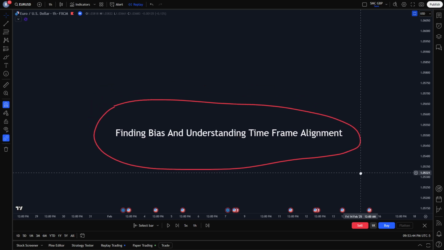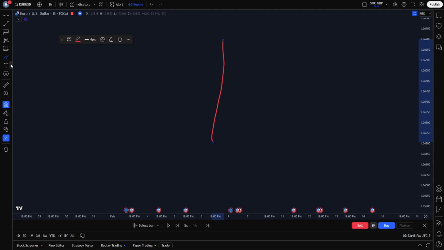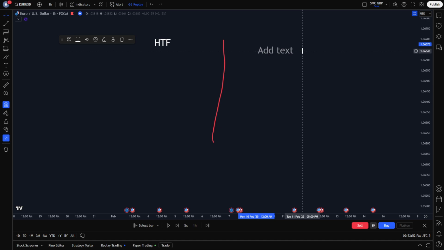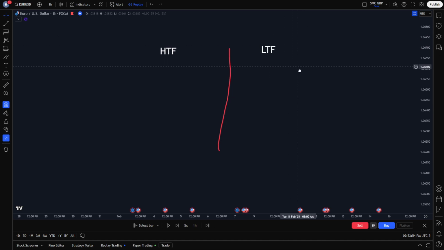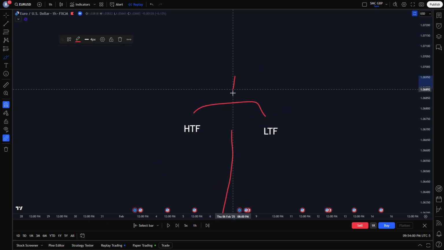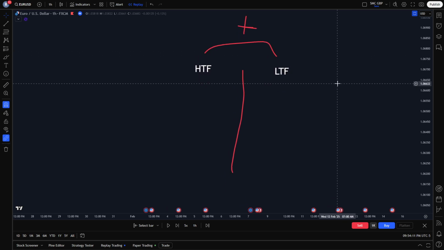Okay? So, let's simplify this. We are going to split the high time frame and the low time frame into two separate columns. These are separate things. They are separate categories. What we need for these two time frames to do is align. When they both follow our same directional bias, that is when we are going to have a very high probability situation.